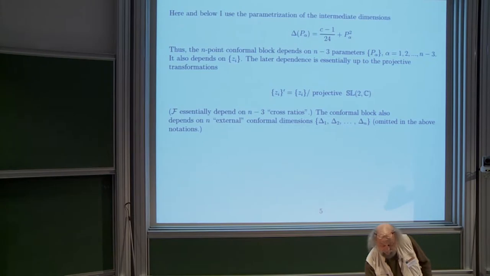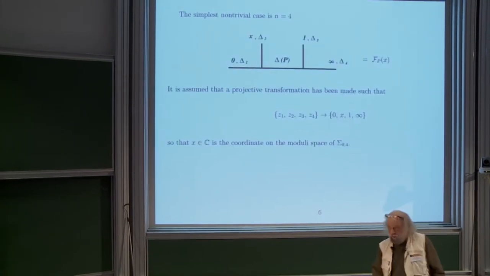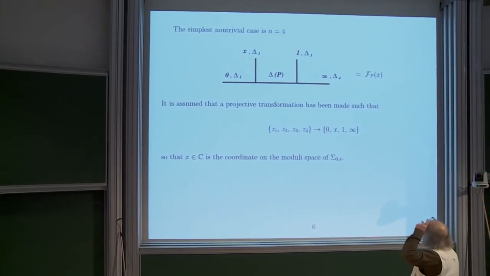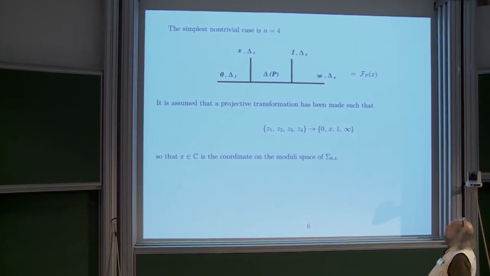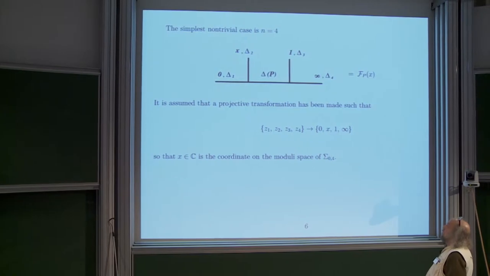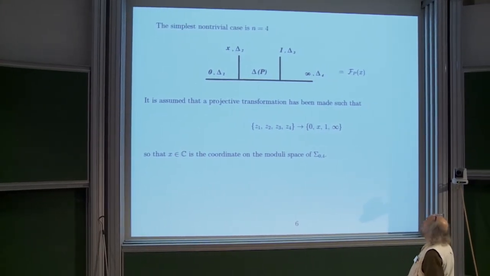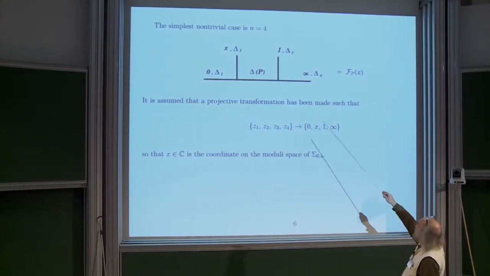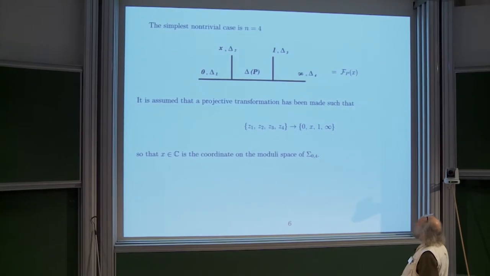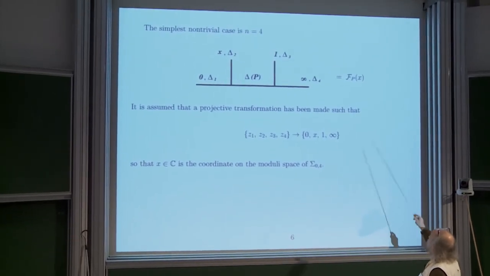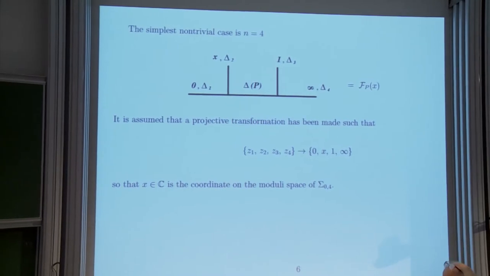Although, of course, the conformal block depends on them. So this is the conformal block. I will be dealing mostly with the four-point conformal block, which now depends on a single intermediate state parameter P and a single coordinate x in the moduli space. The notation will be f sub p of x.